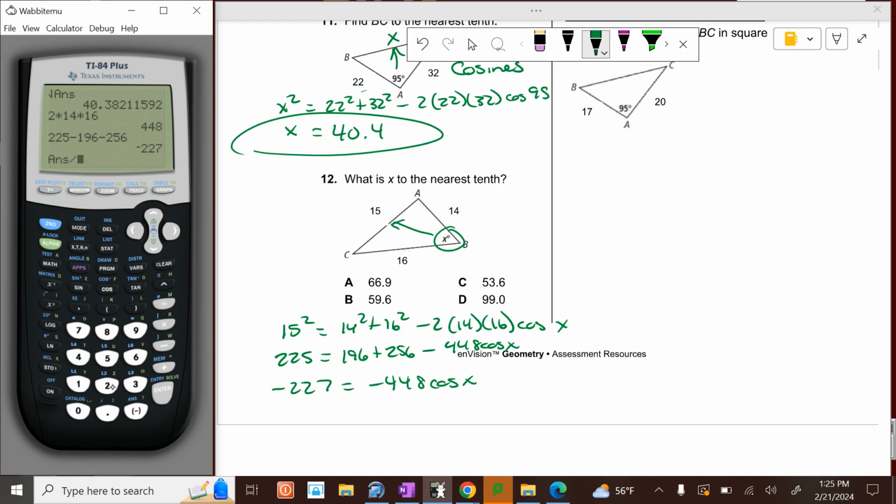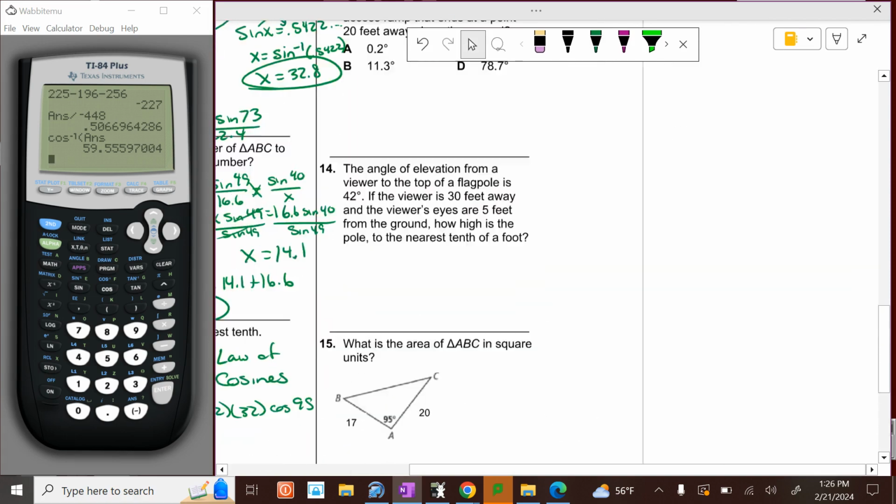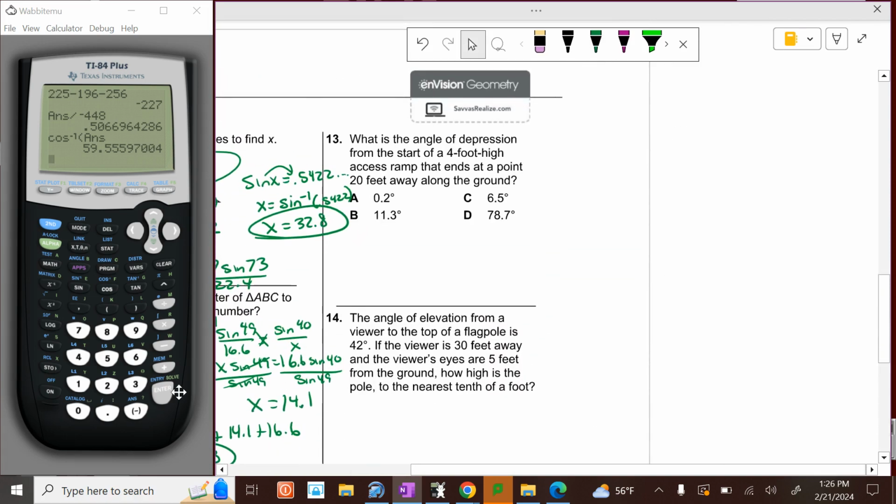So divide by negative 448, and that's the cosine of x equals 0.5067. And move the cosine to the other side so it becomes the inverse cosine. Inverse cosine of the answer equals 59.6. Okay, we're just about done. 3 left.